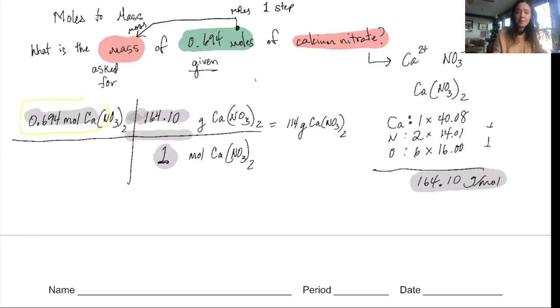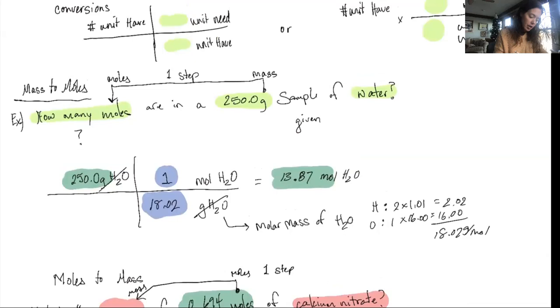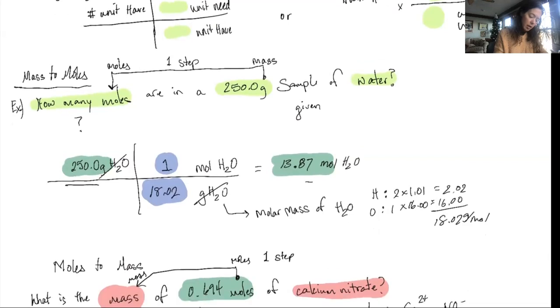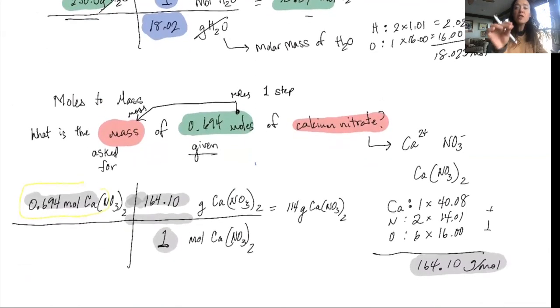Okay. All right. So the first conversion took us from mass to moles. We divided by the molar mass. You have to show your work. You must show your work or it is wrong, period.